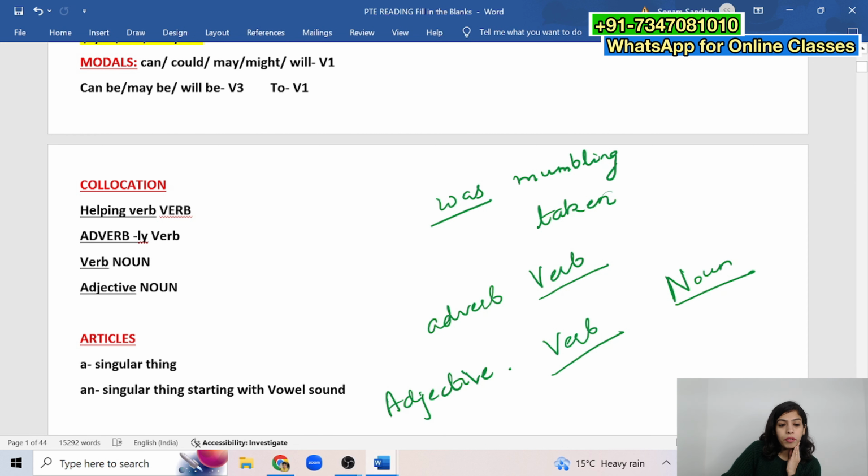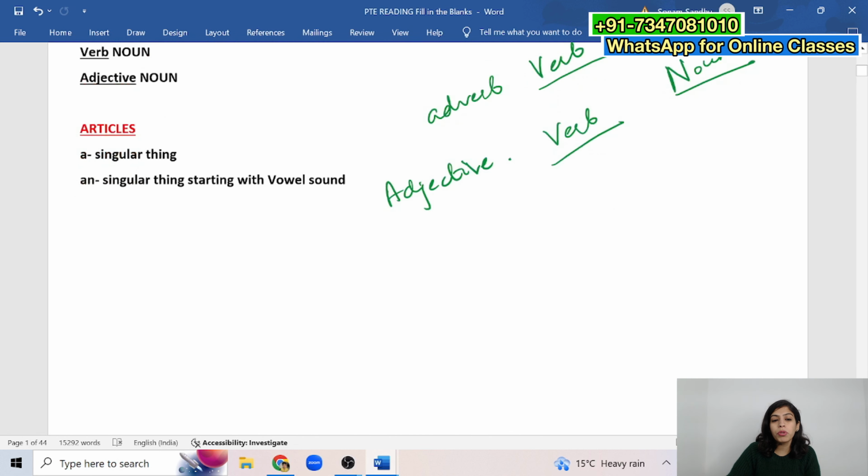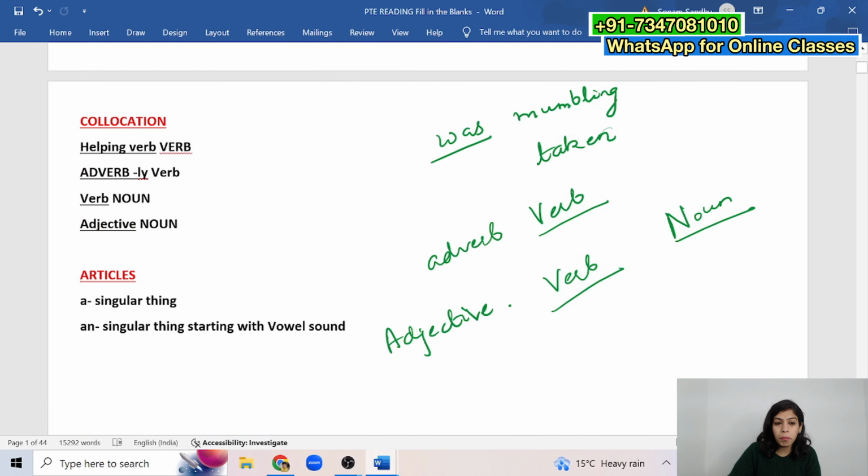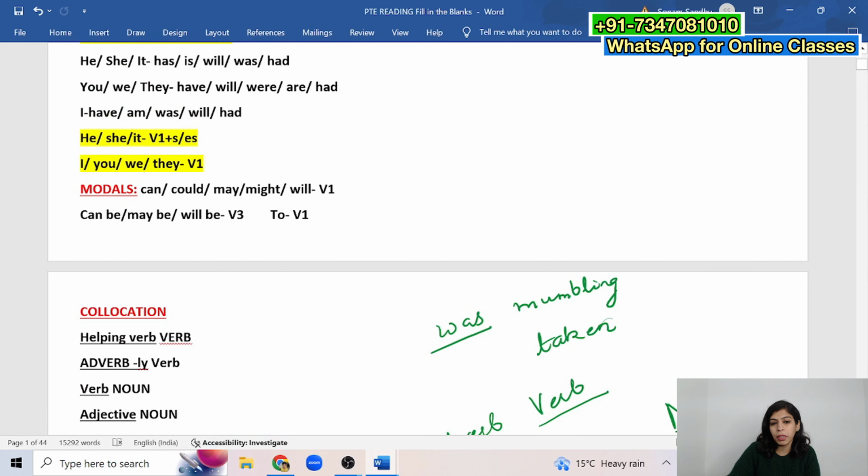So for articles, we are going to use, okay, for singular thing. If we have any singular thing, we'll either use a or an. Please take care of this. If the word is starting with a vowel sound, we'll use an. And we are going to use the only when we have something proper, some proper noun or something important.